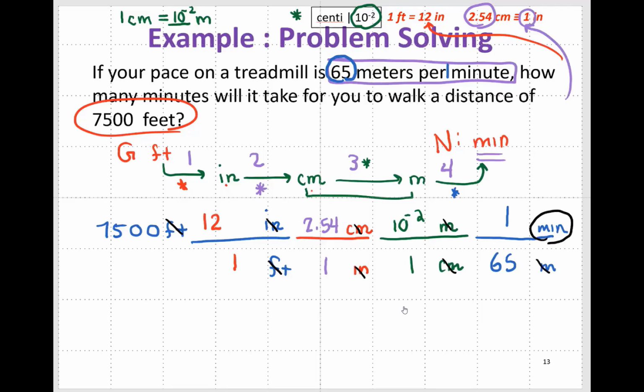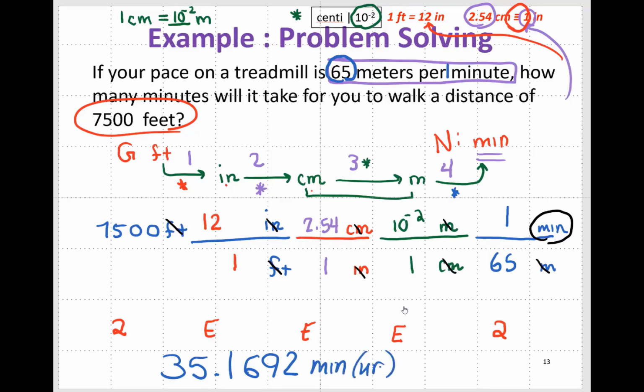Then we can look at significant figures. Here we have 2 significant figures. This is exact. This is exact. It has that triple bar, which means definition. This is exact, and this has 2. So we'll round our final answer to 2 significant figures. When we punch this into our calculators, we got 35.1692 minutes. Of course, that's unrounded. And then round to 2 significant figures, and this equals 35 minutes.